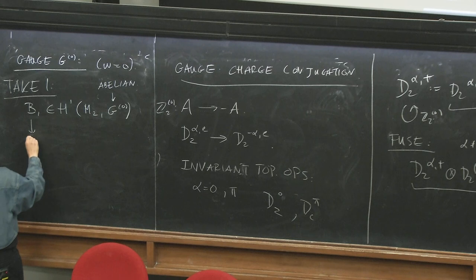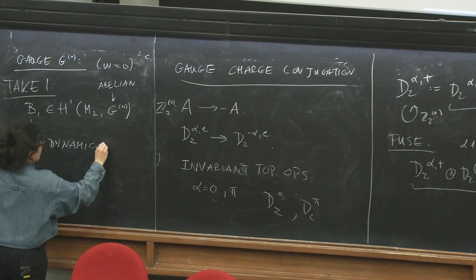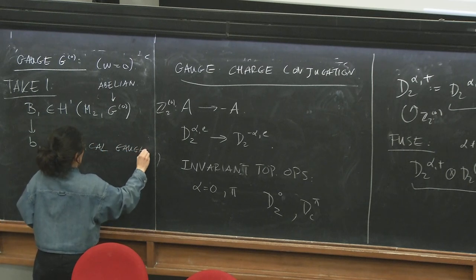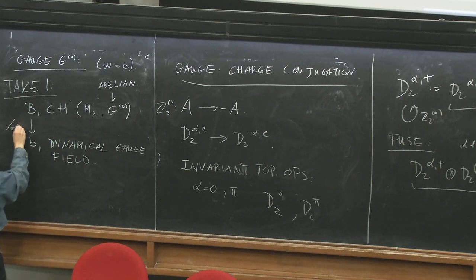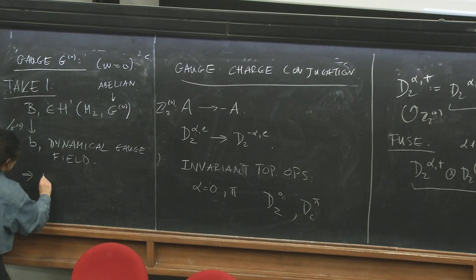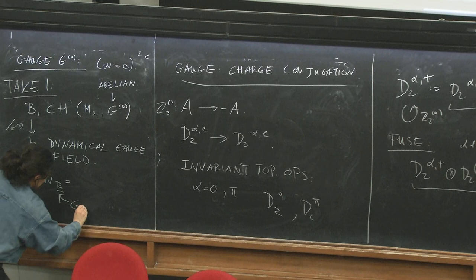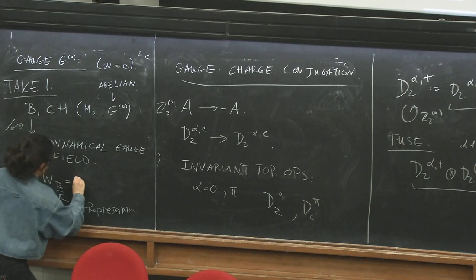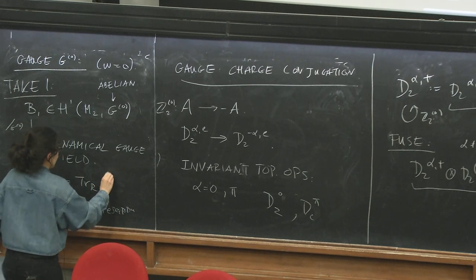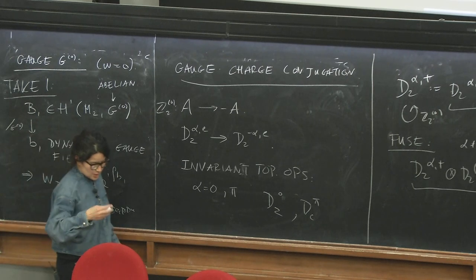So what it becomes here, this becomes a dynamical gauge field. And in this gauge theory, when I do the mod G0, what is actually happening is I can now construct operators in some representation R of G: the trace in R of e to the i integral B1. These are Wilson lines I can define in that gauge theory.